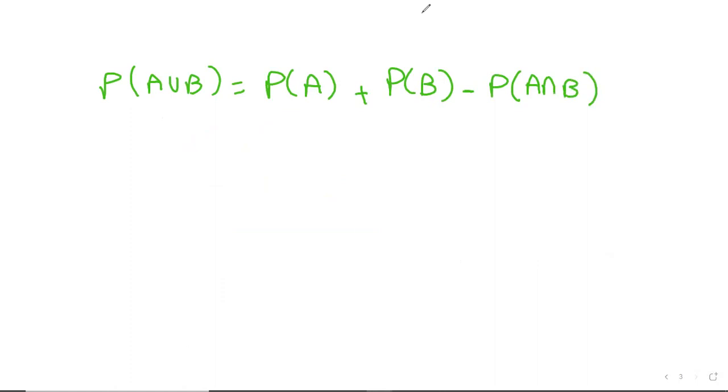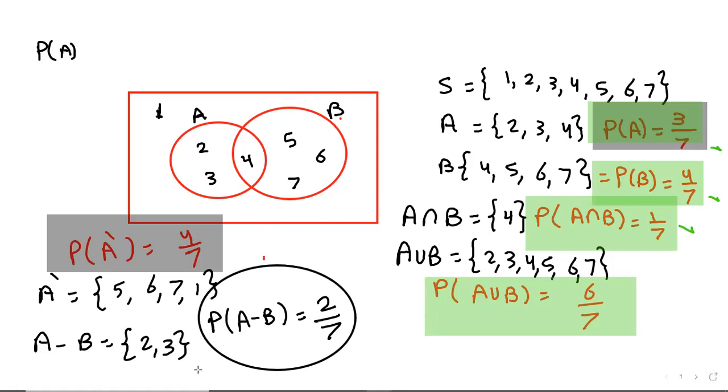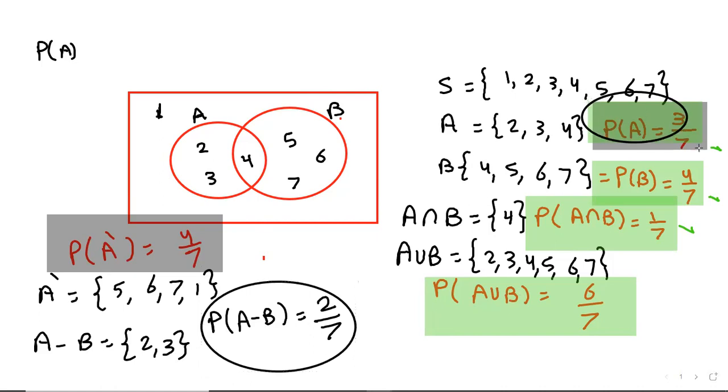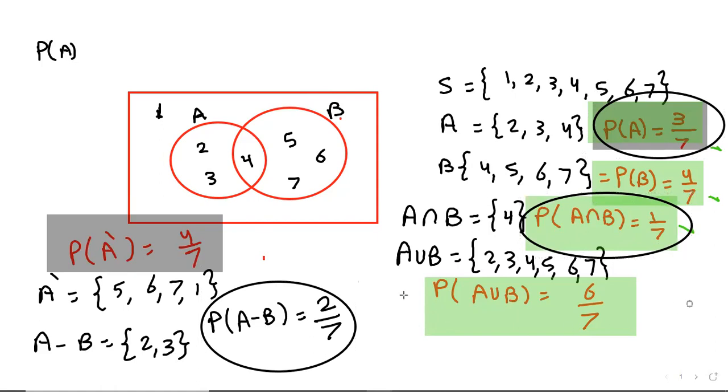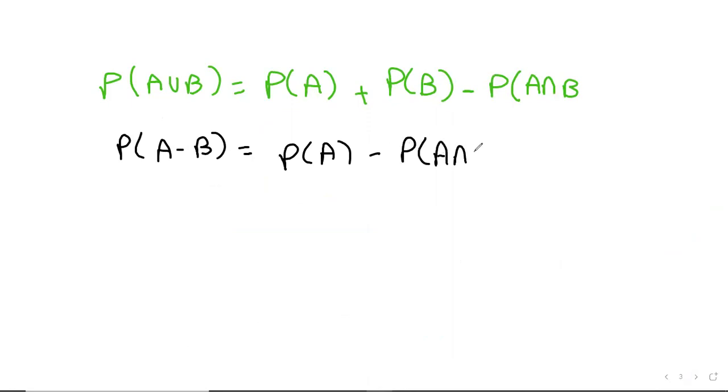What if I asked you about, pay attention, P(A difference B)? What is the probability of A difference B? How many chances here for A difference B? It's 2 chances out of 7. So P(A difference B) will be 2/7. I want to build a relation between the difference here and the probability of A, as you see, and the intersection. What do you notice? We observe that this 2/7 equals P(A), 3/7, minus 1/7. So P(A difference B) equals P(A) minus P(A intersection B).